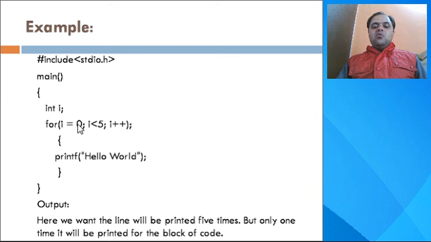So the loop goes on executing 5 times, and after that, one time hello world will be generated. That's it. Here we want the line to be printed 5 times, but only one time it will be printed for the block of code. If this semicolon were not here, then hello world would be printed 5 times. But mistakenly this semicolon is here, so hello world will be printed only one time. So this is the logical error.